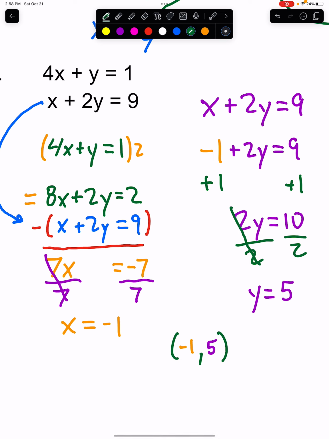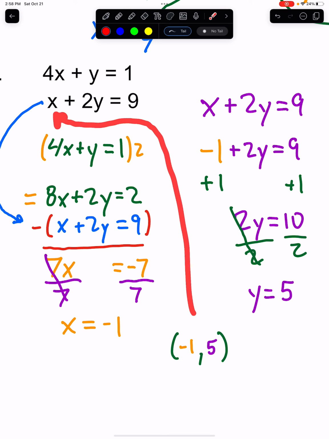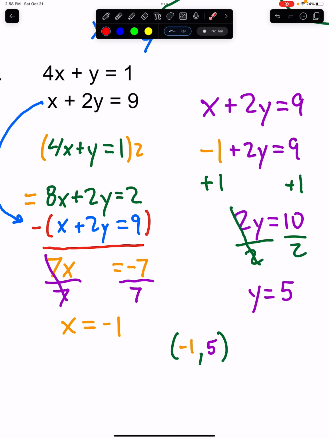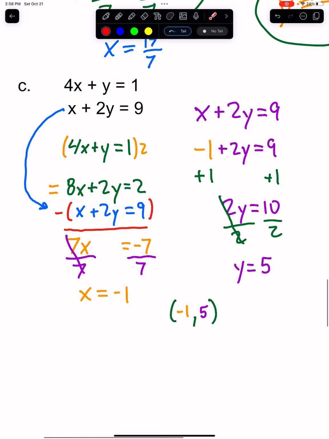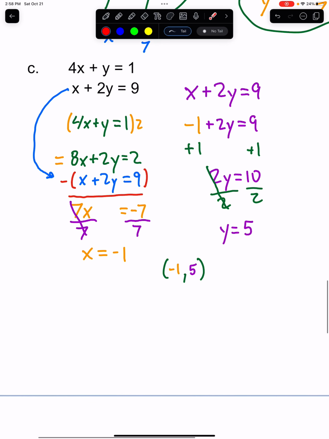And if you plug these numbers back in to both of those original equations, you plug in the negative 1 for x and the 5 for y, it's going to make both of these things true. They'll be correct when you plug those in. And that's what a solution of a system does. It makes them both correct, and it shows where the intersection point of their graphs would be.